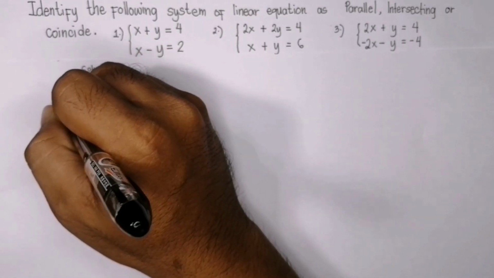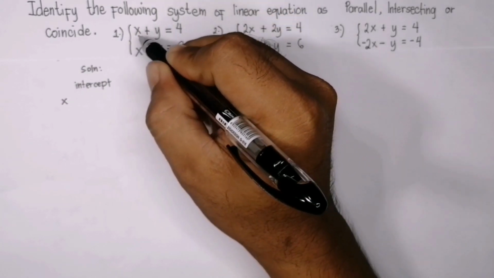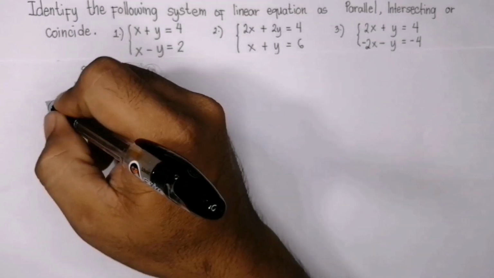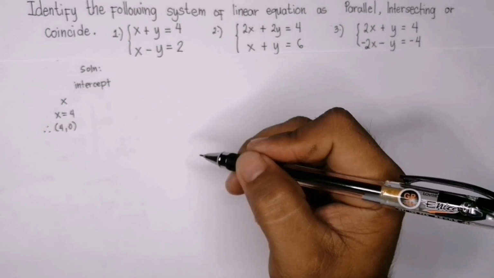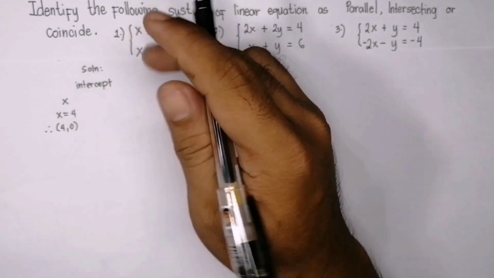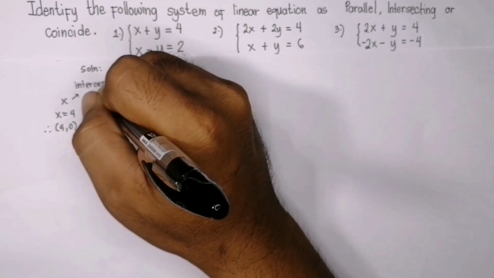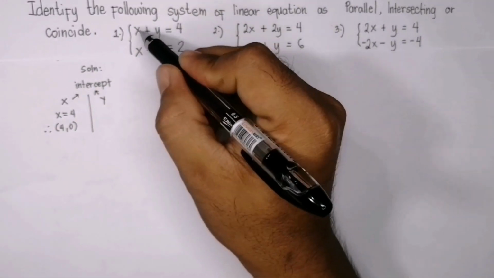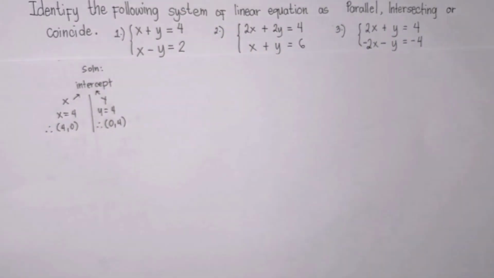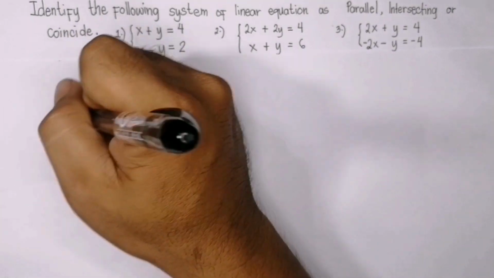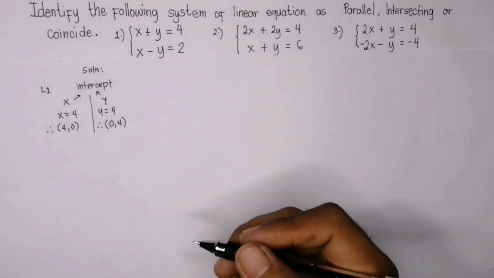To get the x-intercept, let us substitute the value of y as 0. So x plus 0 equals 4. And we have now 4, 0 as our first intercept solution for the x-intercept in line 1. If we're going to get the y-intercept, the value of x should be 0. So 0 plus y equals 4. So then we have 0, 4.